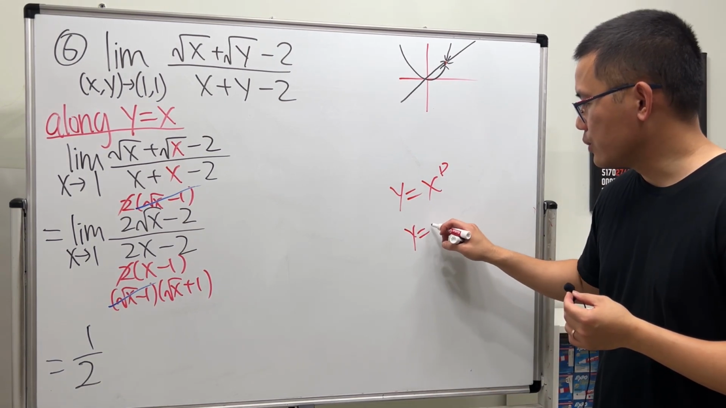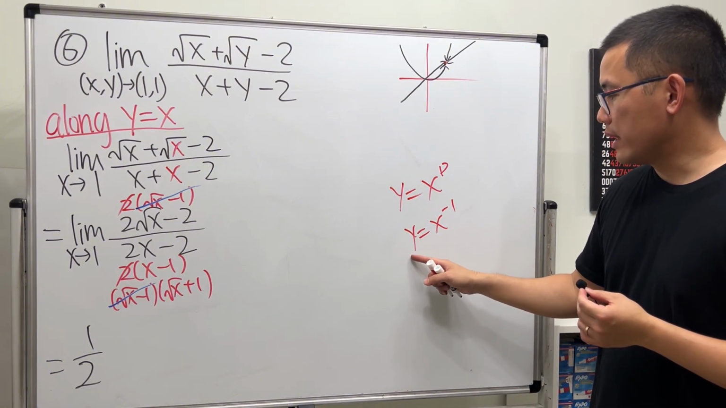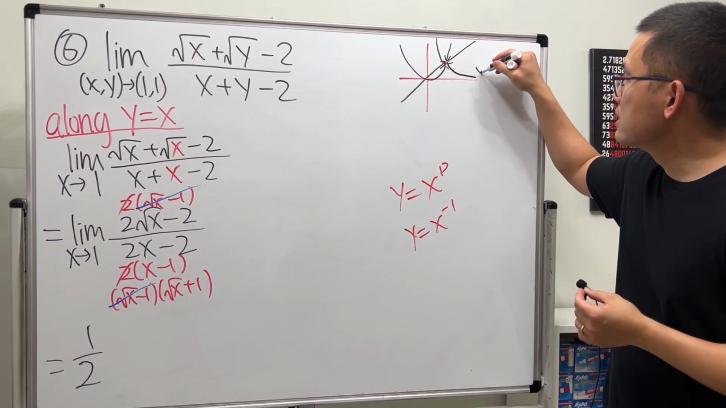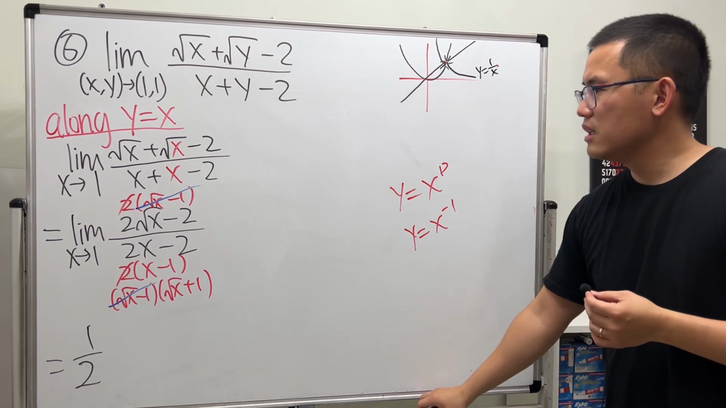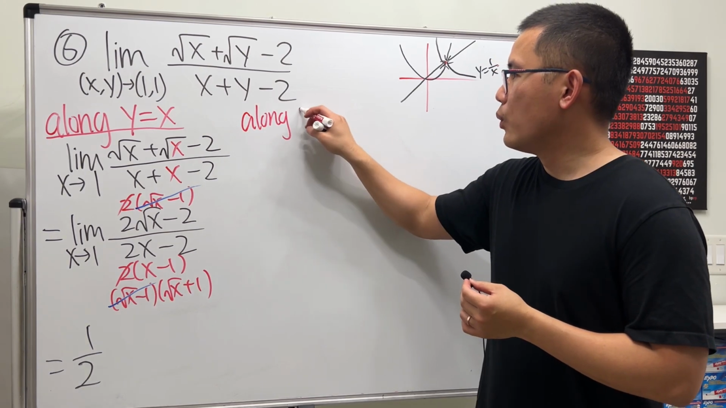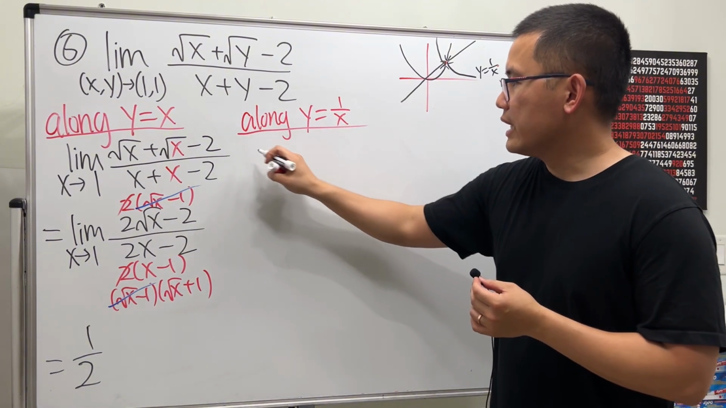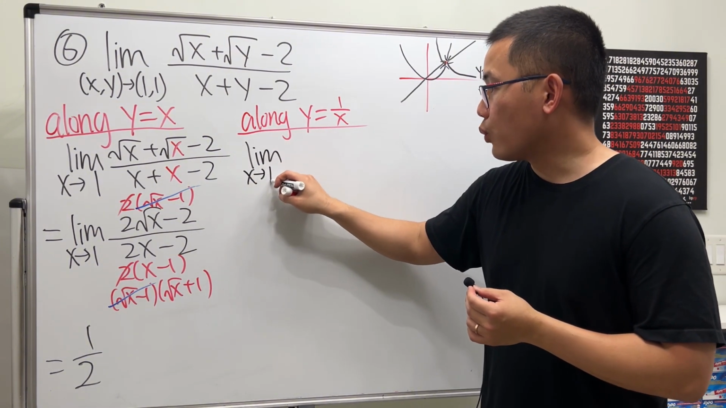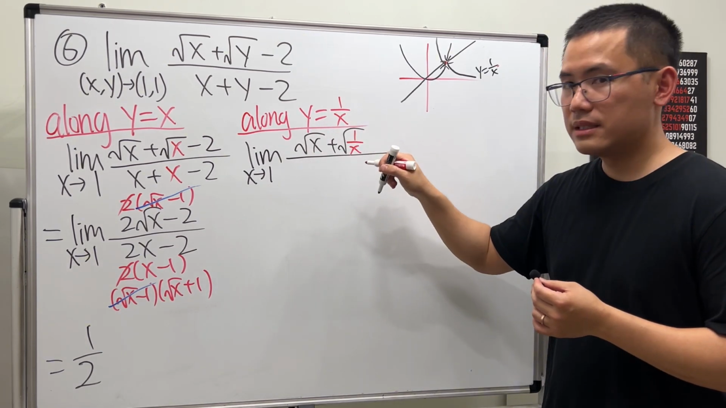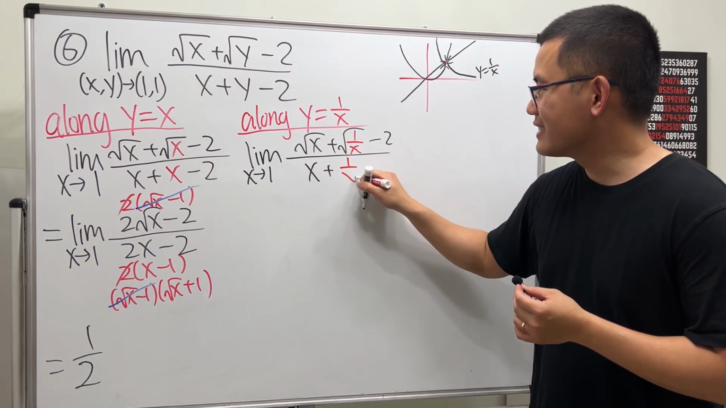So how about let's try y is equal to x to the negative 1. This path will still contain 1, 1. When x is 1, y is 1. So right here, y is equal to 1 over x. Let's try that, a different power. So along y is equal to x to the negative 1, which is 1 over x, we get the limit as x approaching 1 of square root of x plus square root of 1 over x, and then minus 2, over x plus 1 over x, and then minus 2.